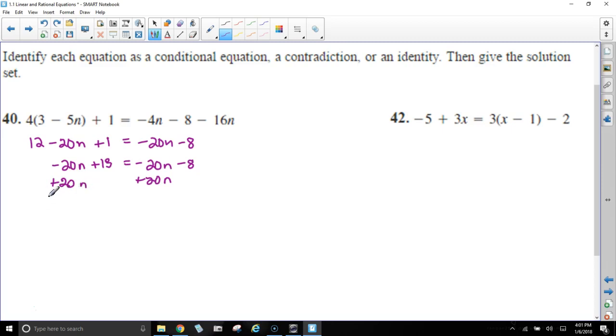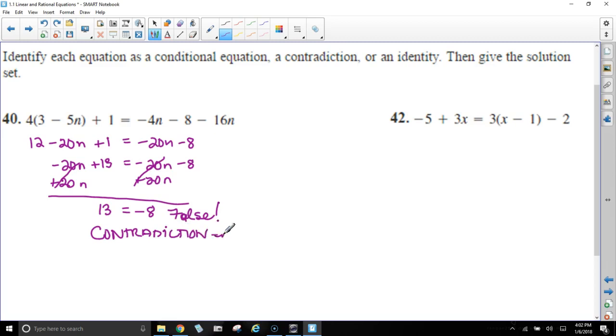And look what happened here. When we added 20n to both sides, our variable terms fell out on each side, just leaving us with the statement 13 is equal to negative 8. Now when that happens and your variables fall out and you're left with a statement that is false, that means we're going to have a contradiction. And that means we have no solution.